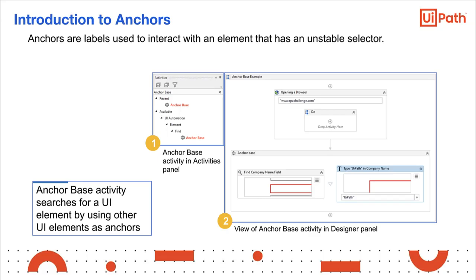Anchors are used when a reliable selector is not available. If a selector keeps changing, then the user defines an anchor or label that can locate the selector every time it changes. Anchor-based activity in UiPath searches for a UI element by using other UI elements as anchors. So the activity locates the anchor and its relative UI element on a screen.